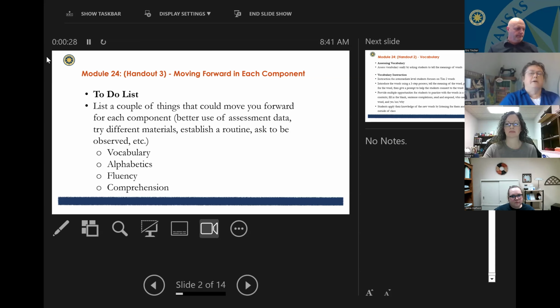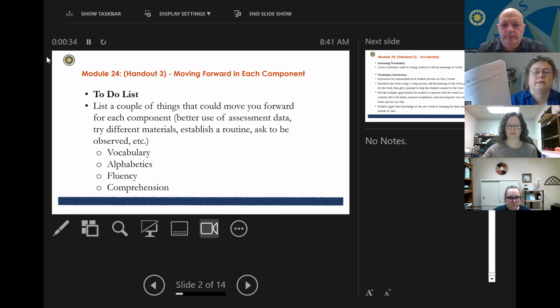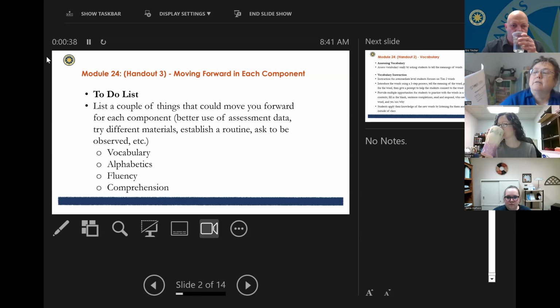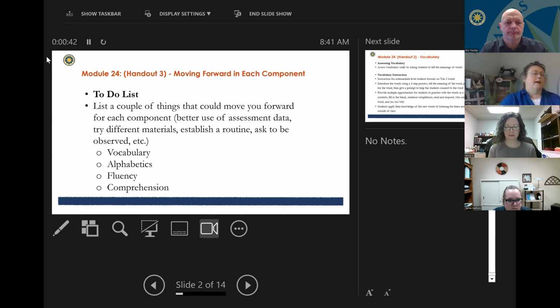Okay, so everybody, if you haven't, go ahead and print off all of your handouts that I emailed to you. The first handout that you have is for all 4 components. It's just a list of things that you thought were helpful that you heard today, or something that you want to try in your program. So just keep handout 3 handy for all of the day.